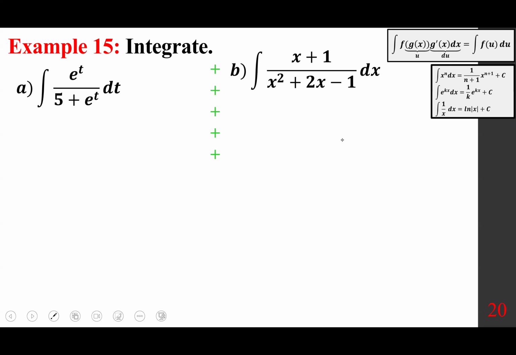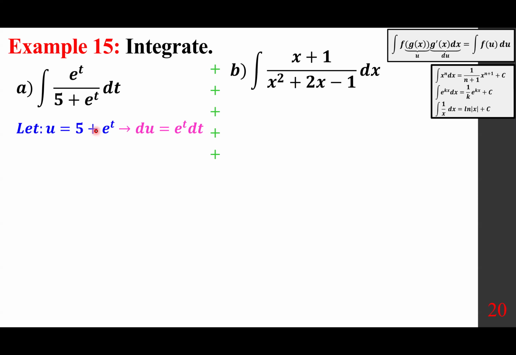Any fractional format, the very first step is to simplify and put it in lowest terms if possible. This is simply a fractional format because this is a transcendental function, but this is more specifically a rational function. Makes no difference. This can't be simplified. The denominator is a choice of u. Its derivative is e to the power of t. Therefore, du is e to the power of t dt.